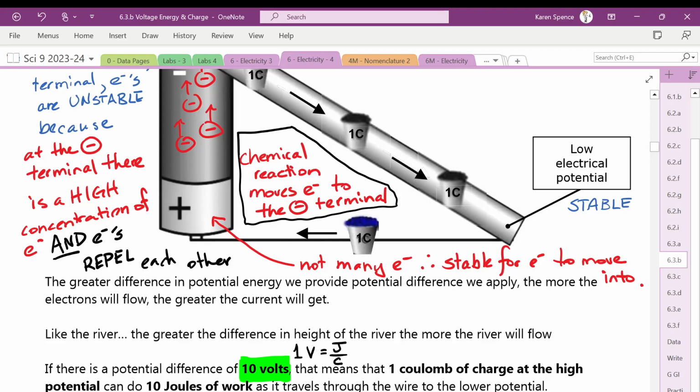So if we have 10 volts, that means we have 10 joules in every 1 coulomb of charge. So if we give something 10 volts, that means it can do 10 joules of work as it travels through the wire to a lower potential.